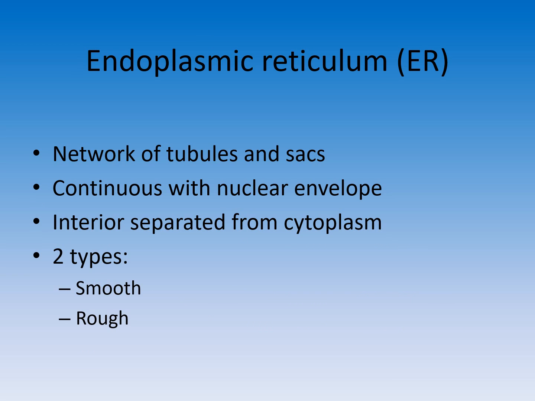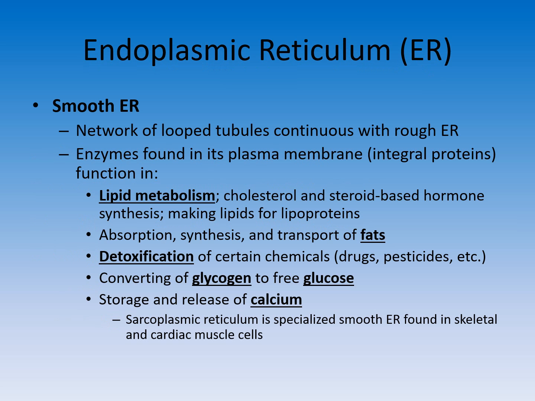The endoplasmic reticulum, which is abbreviated as the ER, is this whole network of tubes and sacs. It does start at the nuclear envelope and then extends out from that. There are two types, smooth and rough. Your smooth ER, the surface of it is smooth. There's nothing attached to it.